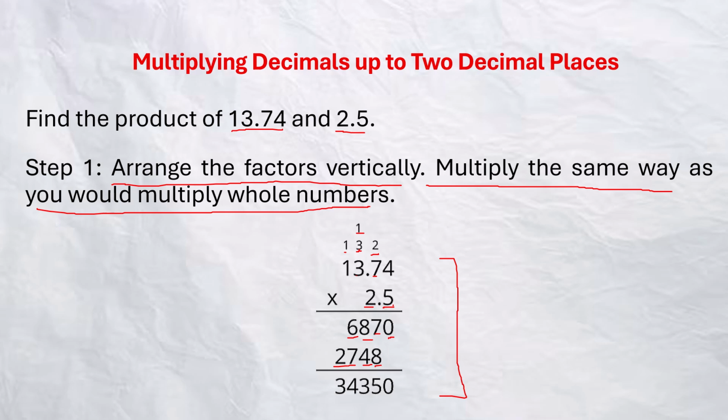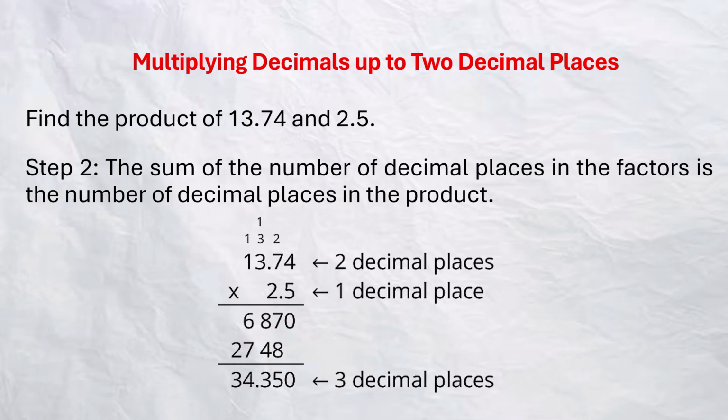After getting our partial product, we can now proceed to addition. So bring down 0. 7 plus 8 is 15. 5 regroup 1. 8 plus 1 is 9 plus 4 is 13. Regroup 1. 6 plus 1 is 7 plus 7 is 14. Regroup 1. 2 plus 1 is 3. So we have 34,350.